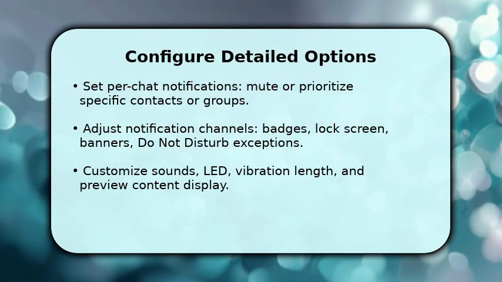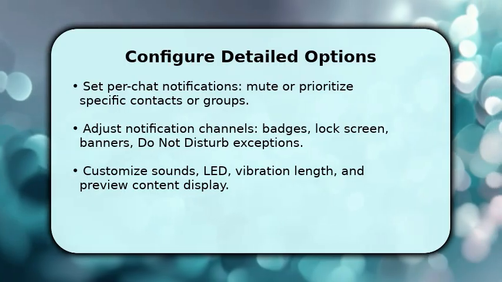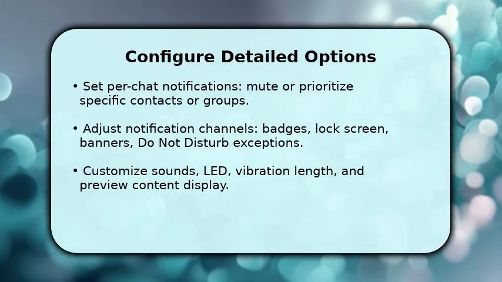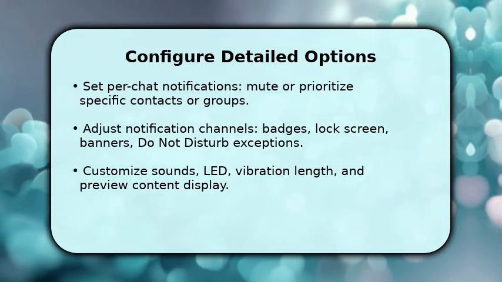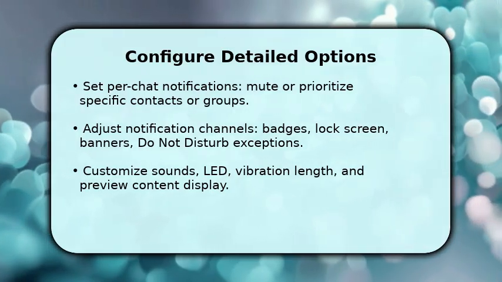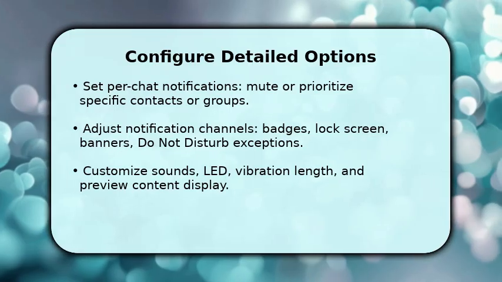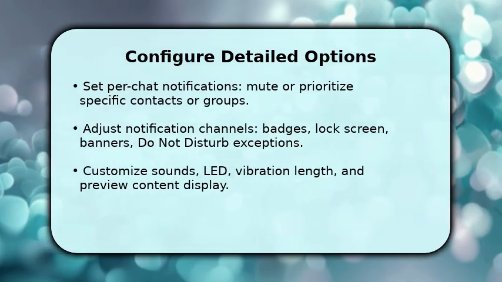Choose per chat or per contact settings so important senders bypass mutes and low-priority threads stay quiet. Then configure notification channels. Enable badges, lock screen visibility, banners, and permit exceptions during Do Not Disturb. This defines when and where alerts show.